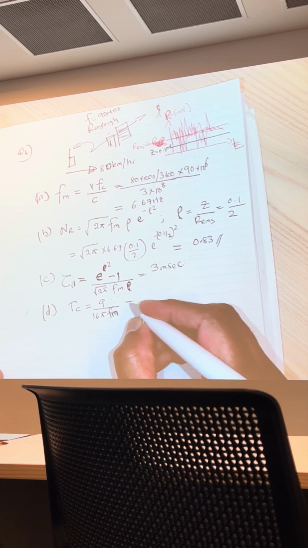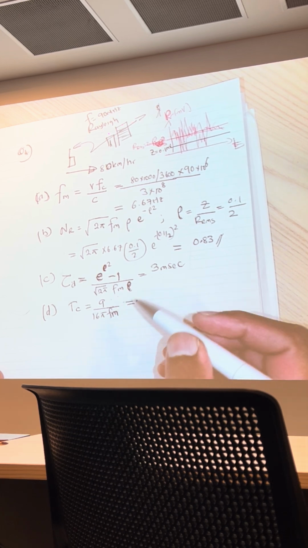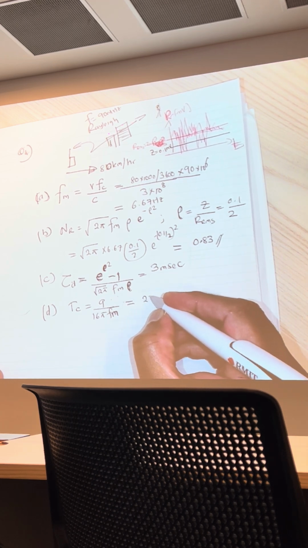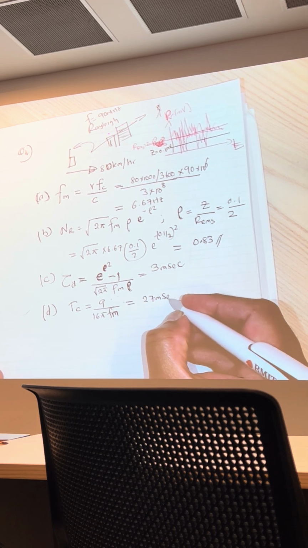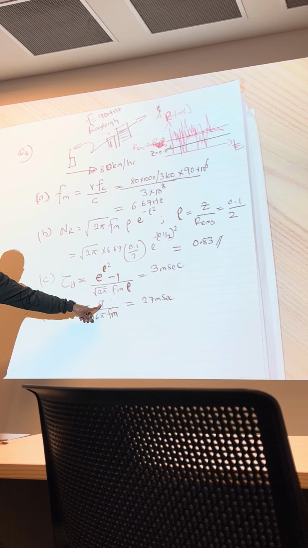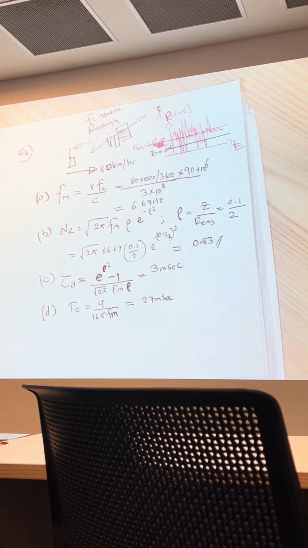So if you substitute the value there for Fm, it's 6.67. You should get a coherence time of 27 milliseconds. Is that 9? Is that 9, right? TC is equal to 9 on 16 pi Fm, right? Yeah. Correct.